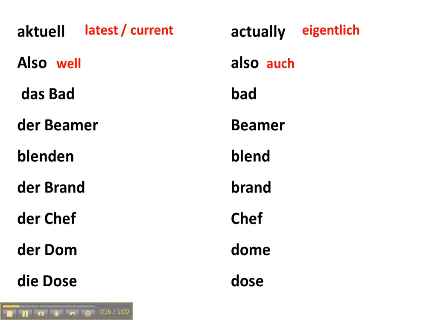Das Bad, which in German means the bath or spa. And then in English we have the word bad, which in German is schlecht. So two different meanings there. Der Beamer, and in German when you hear that you're thinking projector. But in America, when we hear the word Beamer, we think of Mercedes-Benz.